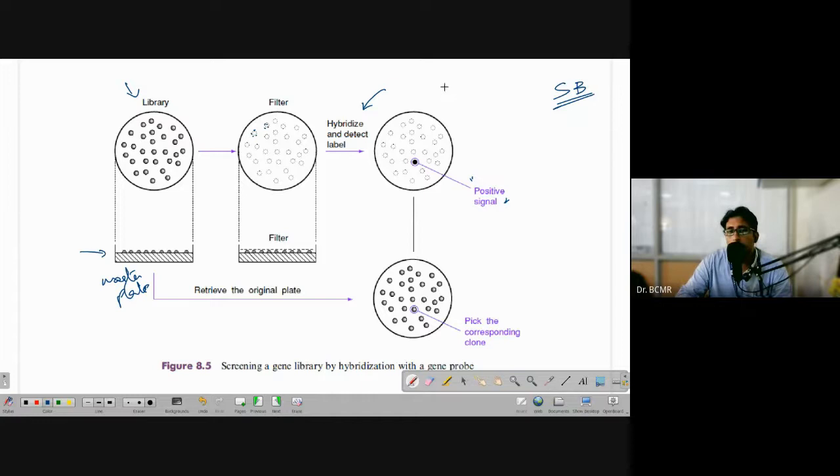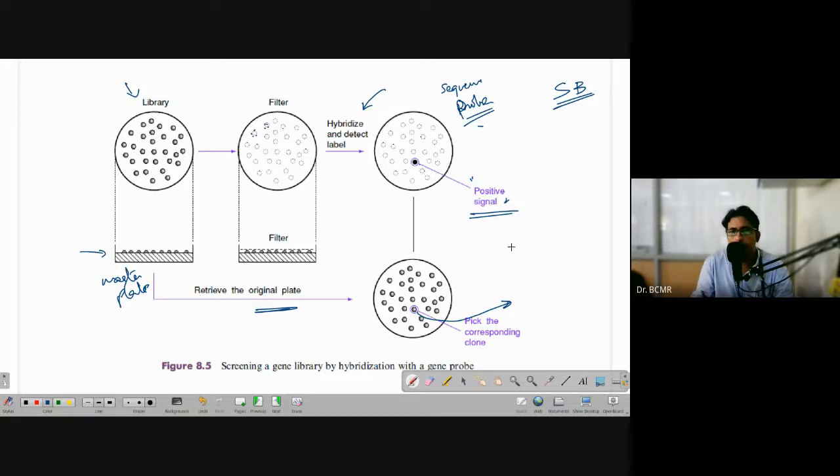So in this case, we should have known the nucleotide sequence. Only then we would have been able to generate the probe, right? So using that probe to whichever clone it is binding, we now know that colony, we know the location where it is because we have retained the original or the master plate. Then we can pick that clone and go for further characterization.